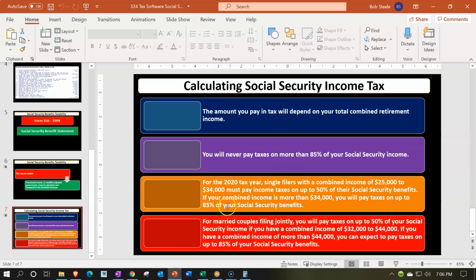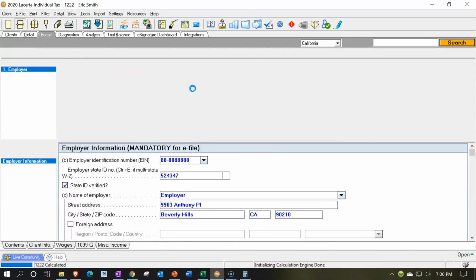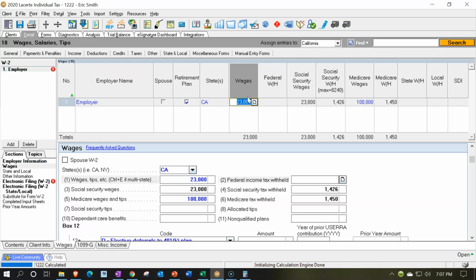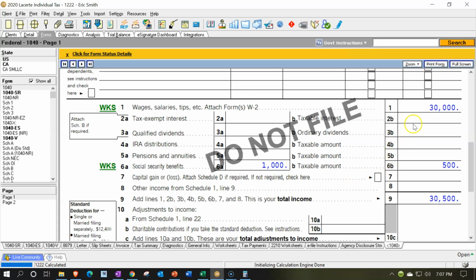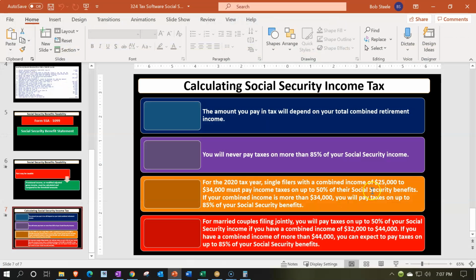Let's go up above that amount. Now we have a single filer, and let's go up between 25,000 and 34,000. So let's go around 30,000. Let's pick 30,000 and test that out. Then go back over to the forms, and we're going to see that now 50% has been included in there, right? We had 1,500 included, so it's picking up 50%. That's because if it's between 25,000 and 34,000, you must pay income taxes on up to 50%.